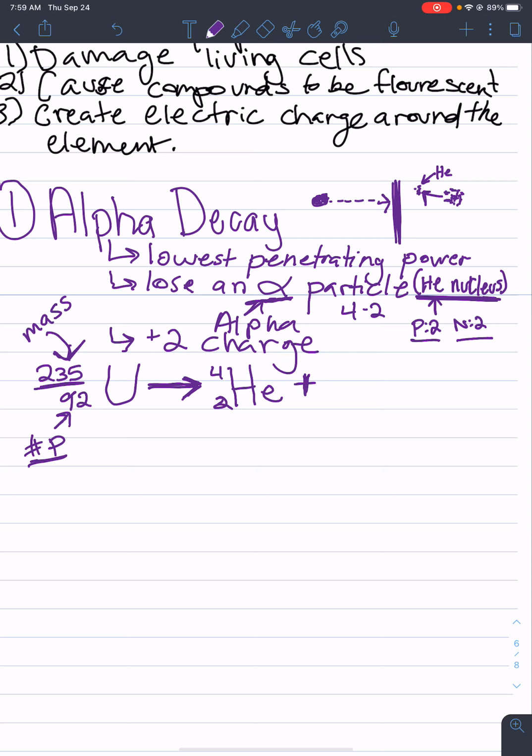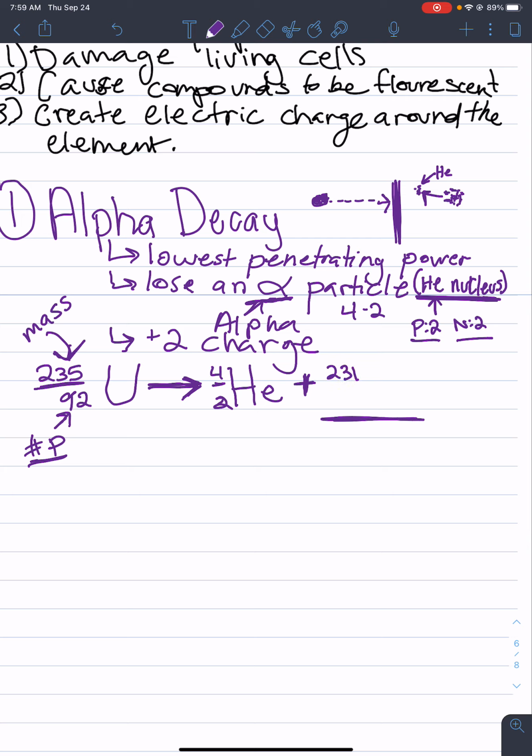Now I'm going to walk you through how we figure out what to put here, because this is going to be our final element. This is what you're going to have to figure out for the rest of your problems. You take your mass and subtract 4, because we started off with 235, and the helium nucleus left, so 4 mass particles left. So we have 235, and if 4 leave, we're going to have 231.